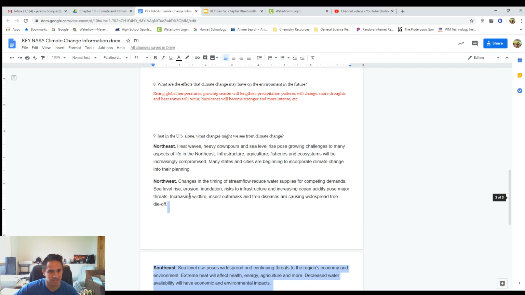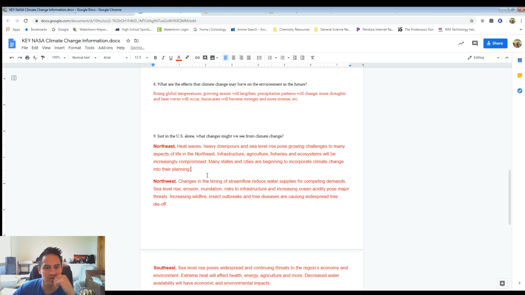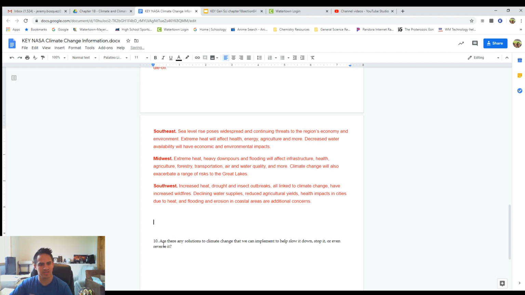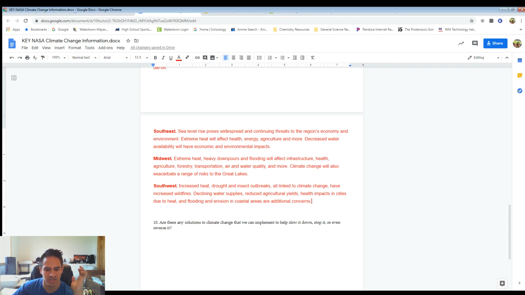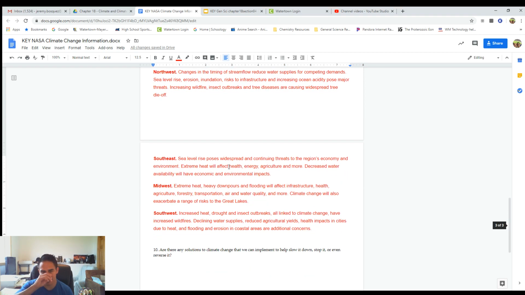And that's a lot. Okay, we're not going to keep all of this, but let's trim some of this up. Okay, so in the Northeast, actually, you know what? We'll just keep it as it is. Whatever, it's fine. This is pretty much everything we're looking for. So we'll just keep it as that. We'll just copy paste it in there. But let's read it. Okay, it is important to read it. We don't want to just copy paste it and then not even read about it. So, okay, so in the Southeast, so this is like Miami, Florida, Atlanta or Georgia, Alabama. So we have sea level rise pose widespread and continuing threats to the region's economy and environment. Extreme heat will affect health, energy, agriculture, and more.